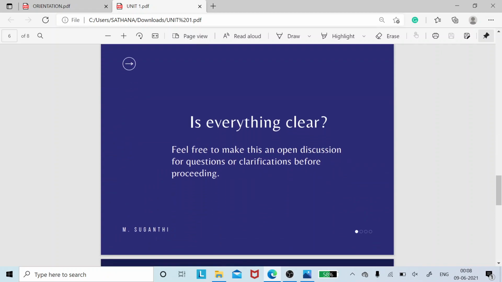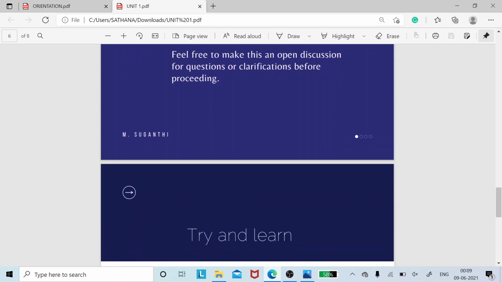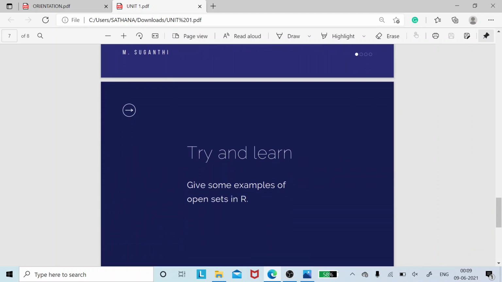Feel free to make this an open discussion for questions or clarifications before proceeding to the next sessions. If you are really thorough with the concepts, then try to give some examples of open sets in R. Let us discuss your answers in the discussion forum.